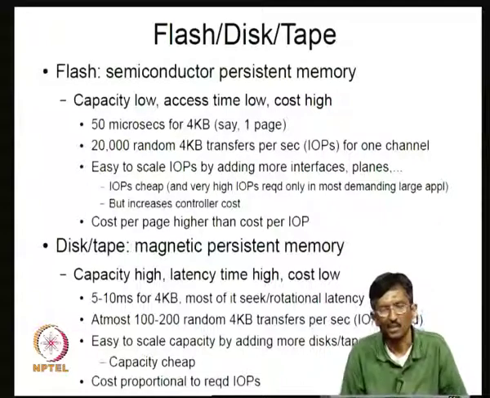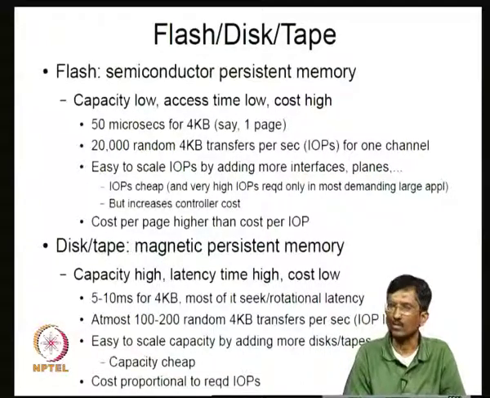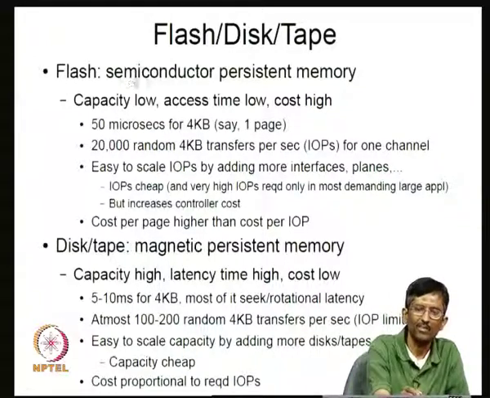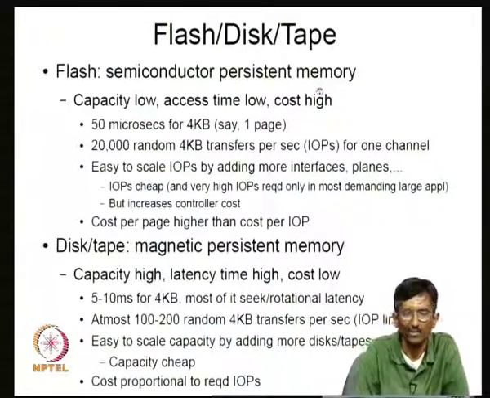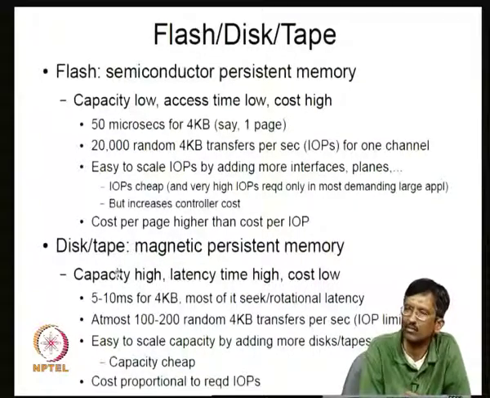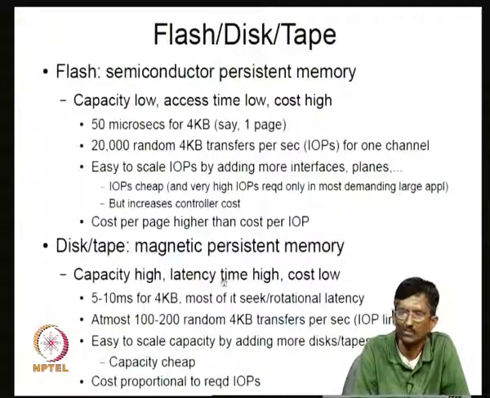Now we've already seen 3 types of technologies: flash, disk and tape. Okay. Flash is semiconductor persistent memory. What is the capacity? What are the characteristics? Its capacity is low compared to disk, for example. Access time is low compared to disk. Cost is high compared to disk.